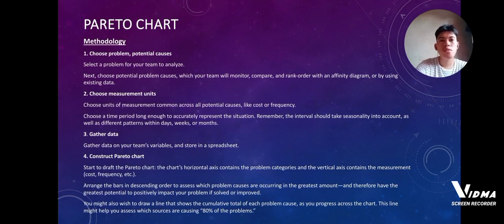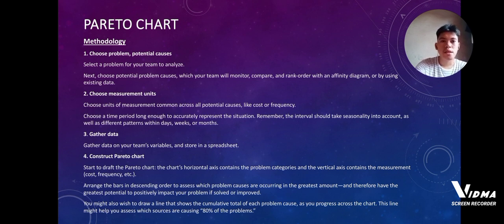So how do we make a Pareto chart? First, we should choose a problem and potential causes. To do this, we should select a problem for your team to analyze. Next, choose potential problem causes, which your team will monitor, compare, and rank order with an affinity diagram or by using existing data. Second, choose measurement units.